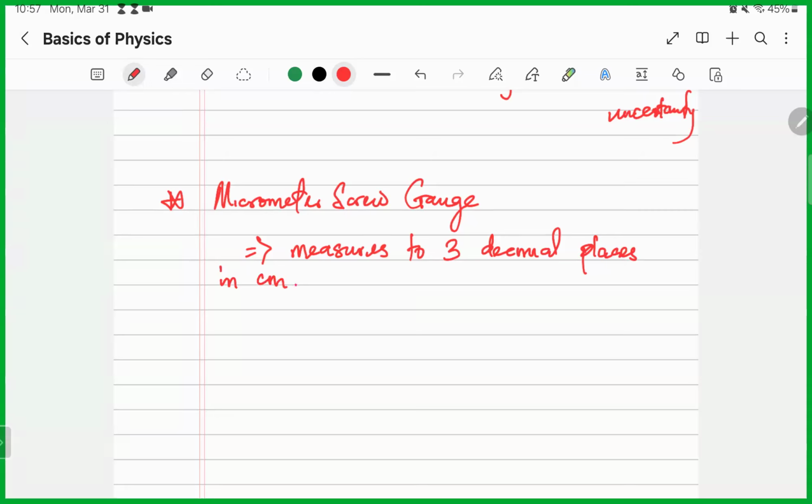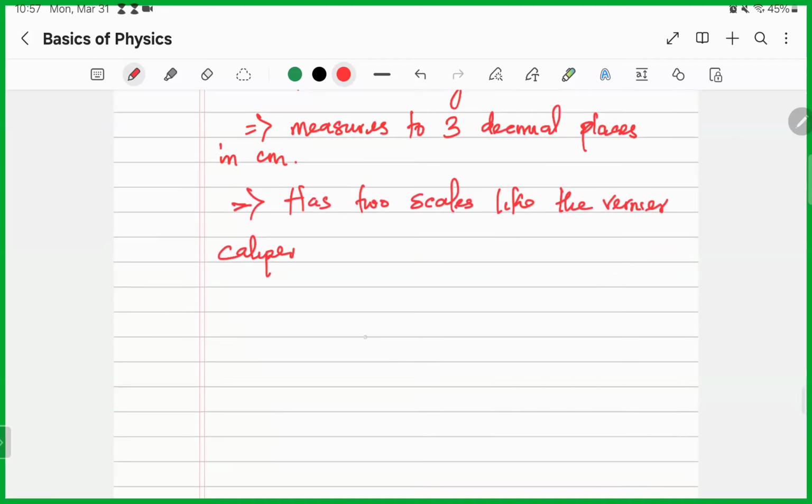It has 2 scales, just like the vernier caliper. And I'm just going to draw what it looks like. It looks something like this. I mean, the part where you see the measurement, you see something of this form.